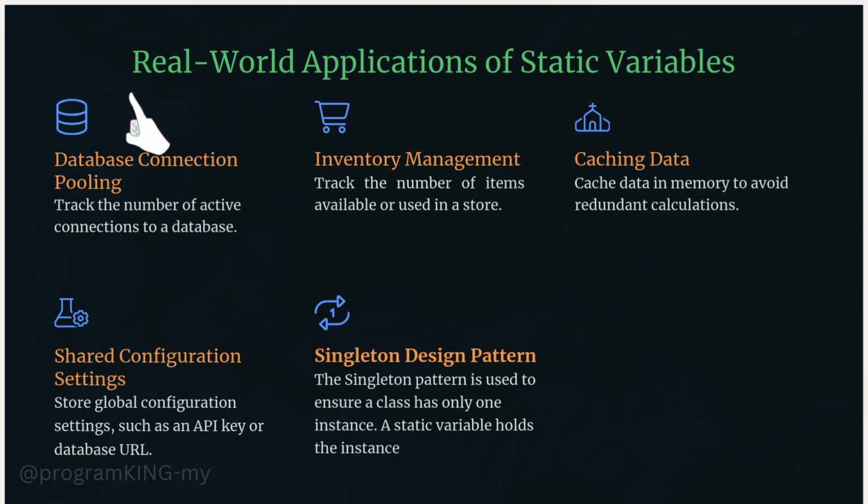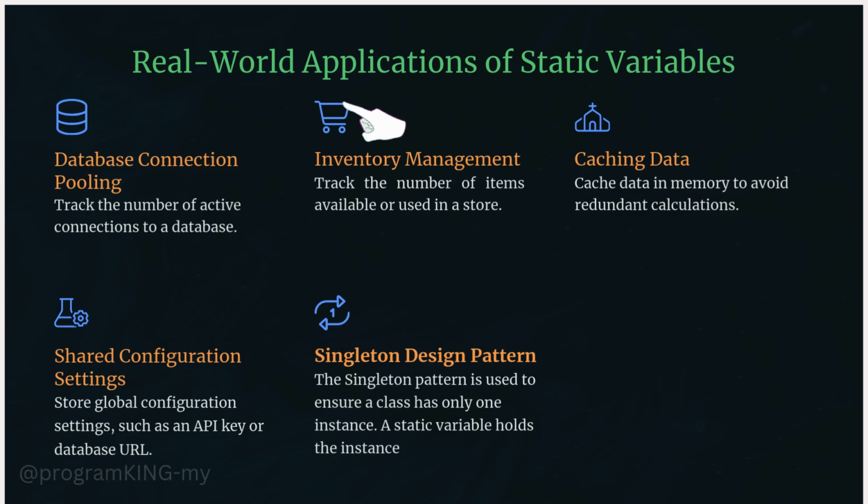In large-scale applications, managing database connections efficiently is crucial. Static variables can be used to track the number of active connections to the database. By storing the connection count in a static variable, you ensure that all parts of the program are aware of the current connection status without having to create new instances for each access.